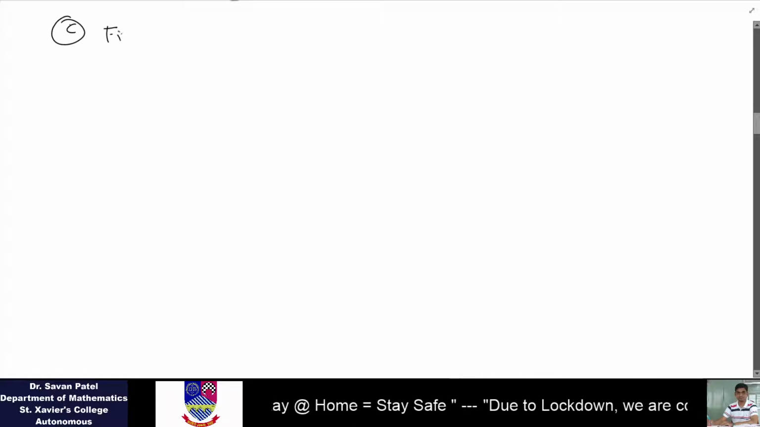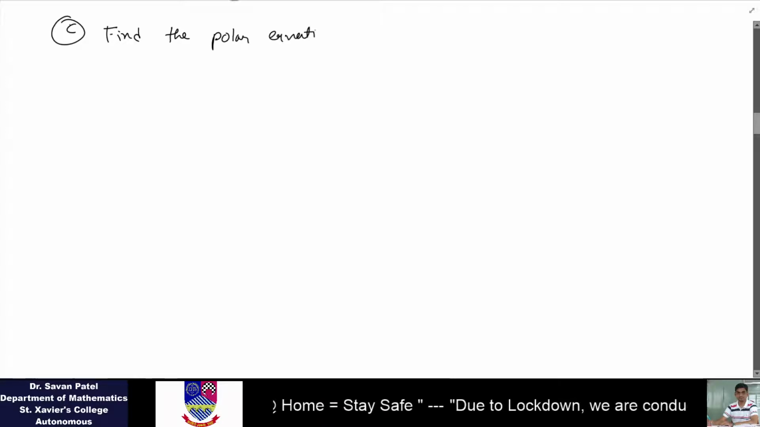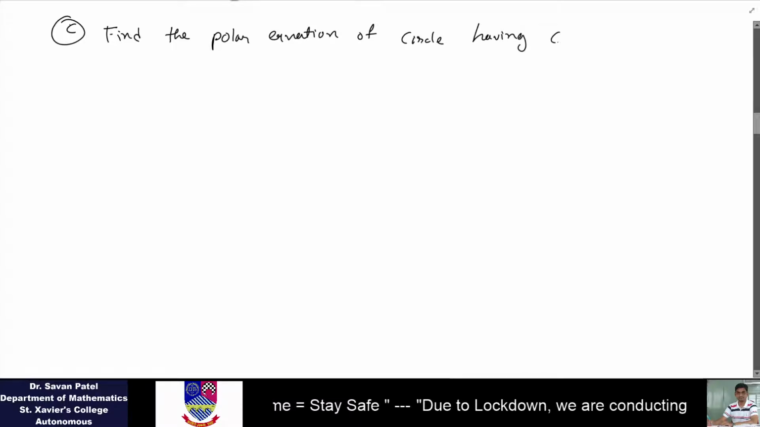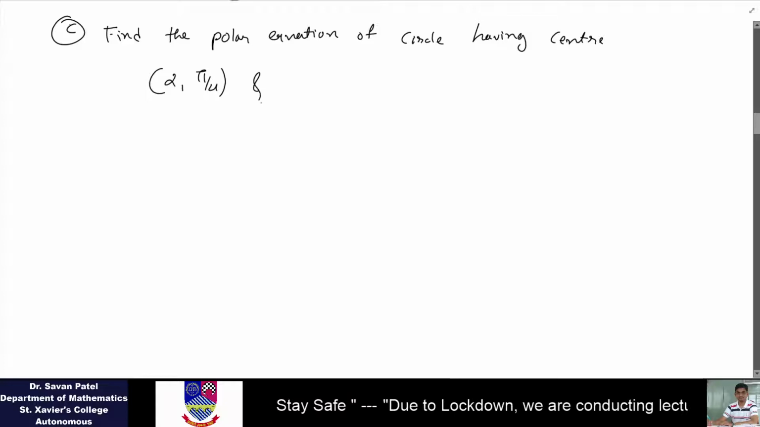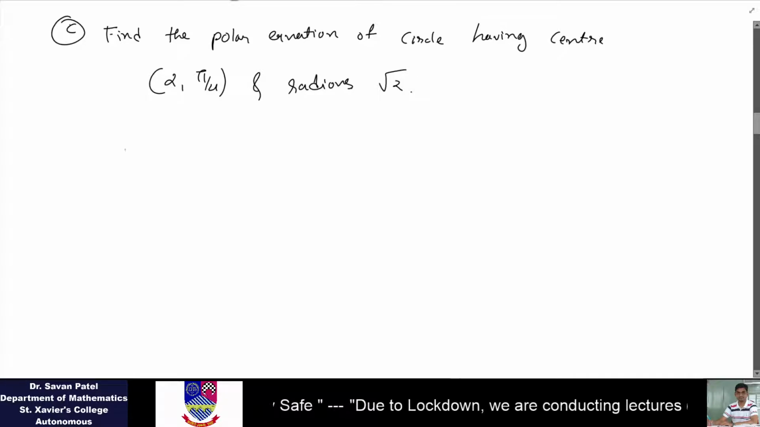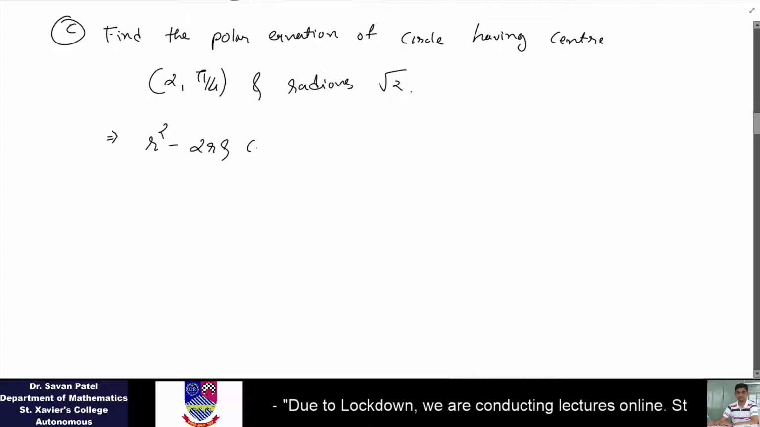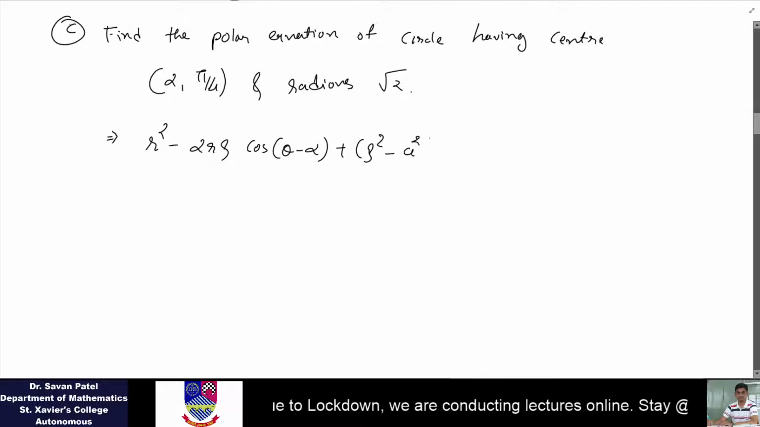See, find the polar equation of circle having center 2, pi by 4 and radius square root 2. So you know how to find out the polar equation of this, that is r square minus 2r rho cos theta minus alpha plus rho square minus a square is equals to 0.